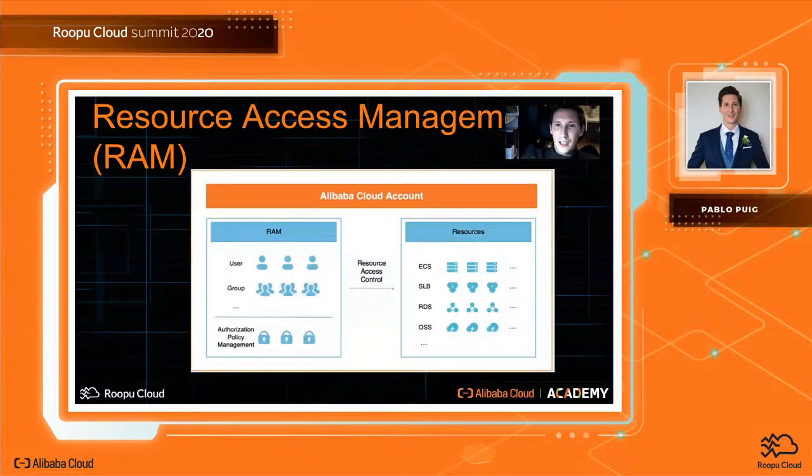So let's take a look into this picture, which describes in a visual way how RAM works. So as an example, let's say one user with an authorization policy is allowed to access an ECS instance. That's an example.